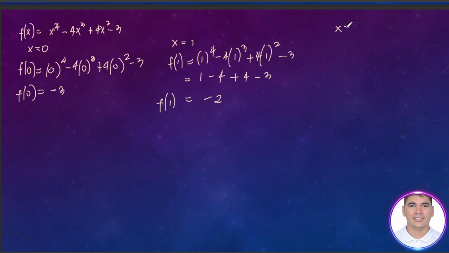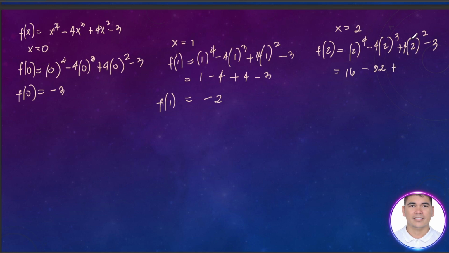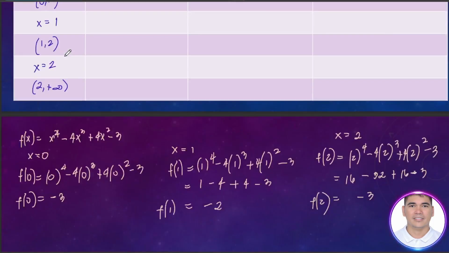And the last one is x is equal to 2. So we have f of 2 equals 2 to the 4th power minus 4 times 2 cubed plus 4 times 2 squared minus 3. So 2 to the 4th is 16, minus 4 times 8, 32, plus 4 times 4, 16, minus 3. The remaining is negative 3. F of 2 is negative 3.